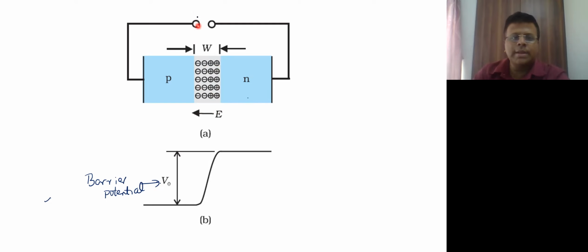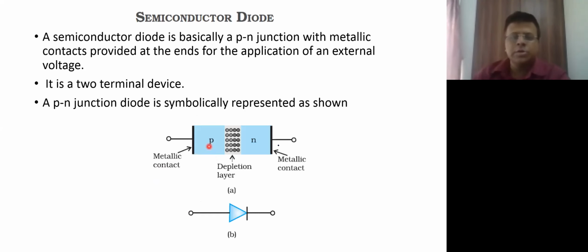Now let's do one thing. Let's start biasing this PN junction and let's see what happens. We will see later why we are calling this PN junction a diode. But does anyone know why we are calling a PN junction a diode? What do you mean by a diode?